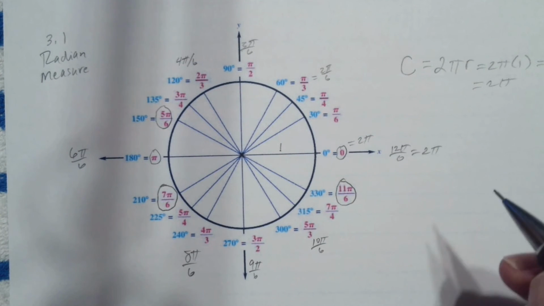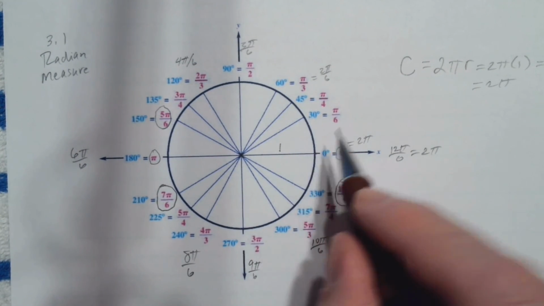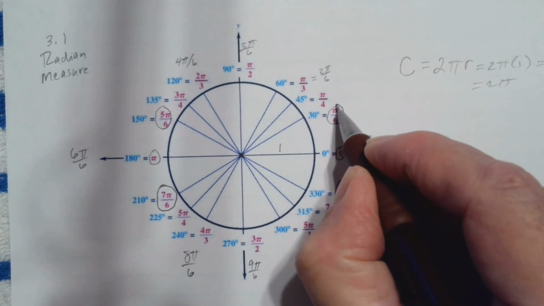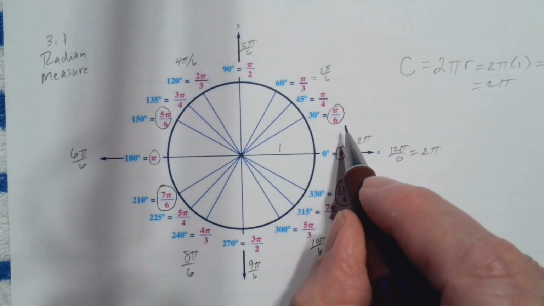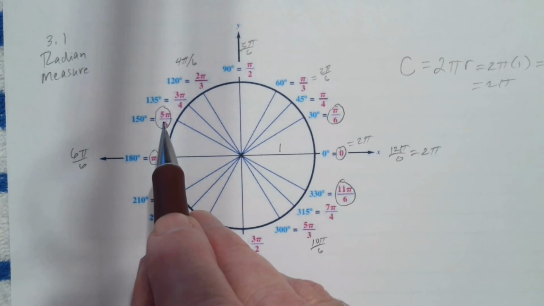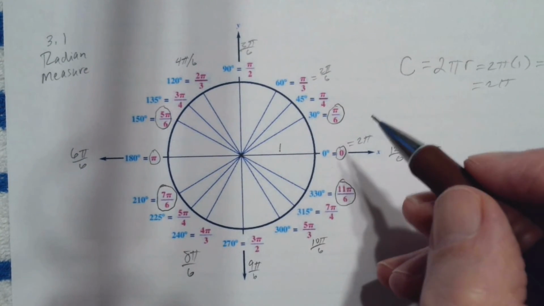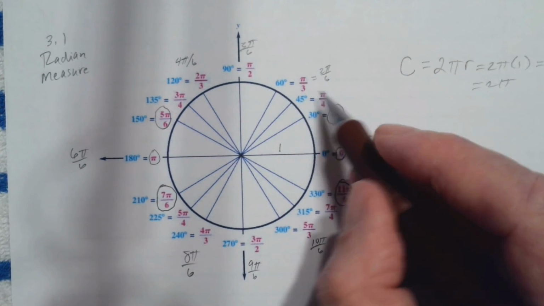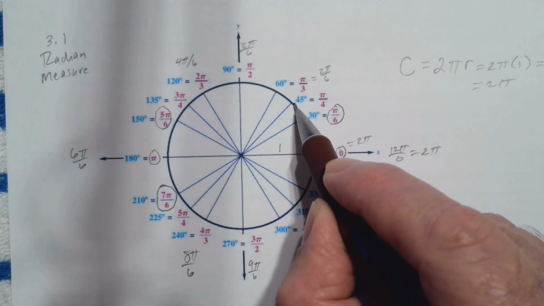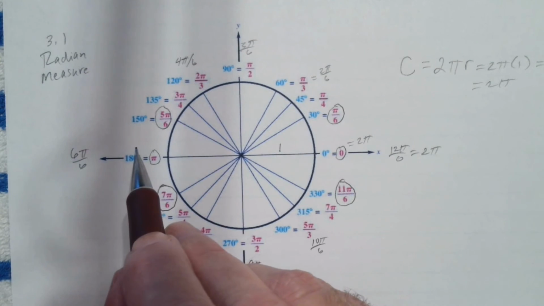All right, so you can see that the only, let me go ahead and circle this one here, the only multiples of pi over 6 that you really need to know are pi over 6, 5 pi over 6, 7 pi over 6, and 11 pi over 6, just those four. All right, what about pi over 4? Well, that's 45 degrees. So again, you're dividing pi into 4 equal parts.